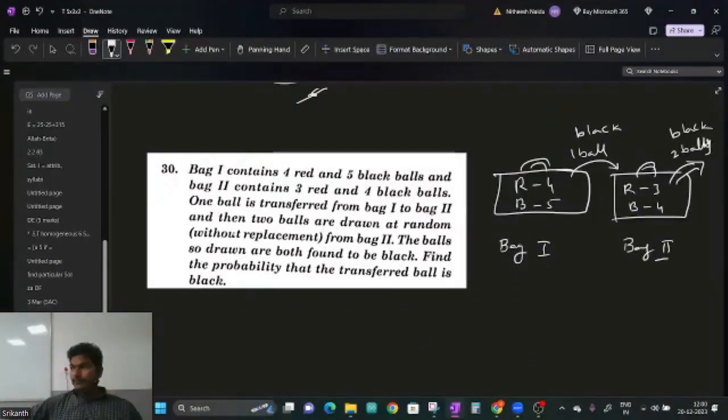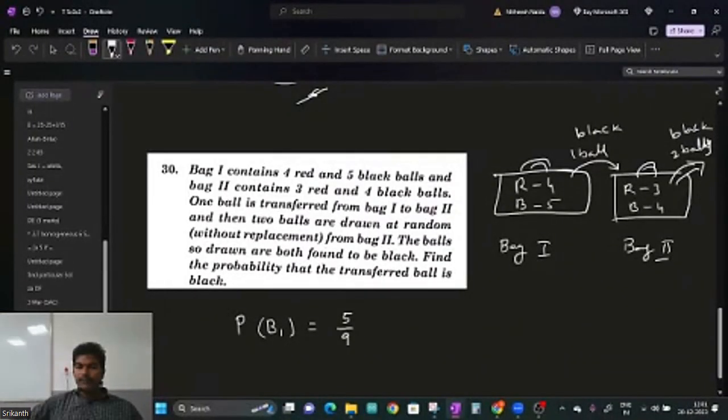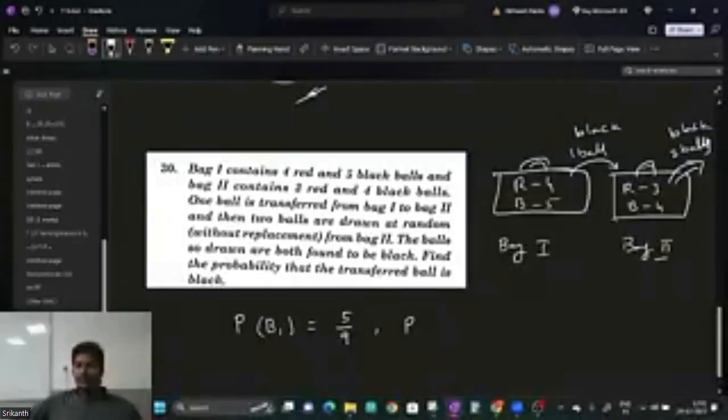Okay. This is also Bayes theorem. So first, we will consider that the first transferred ball is a black ball. What is the chance of drawing a black ball from this one? 5 out of 9. Or from the first, you can draw the red ball also. There is a choice. What is the red ball choice? 4 out of 9.